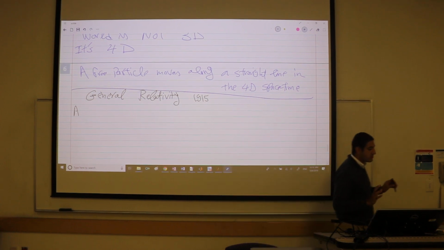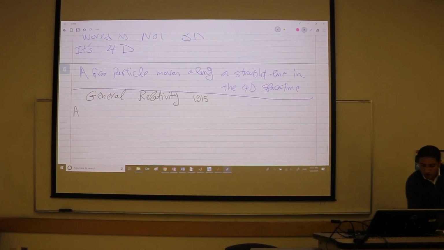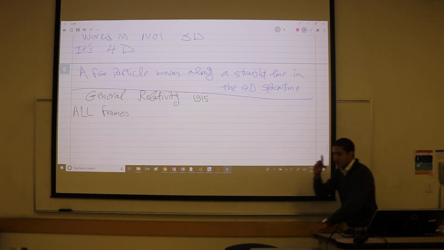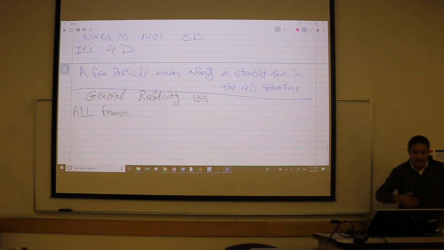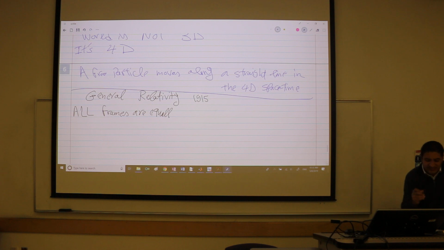Now he doesn't believe in this anymore. He's saying all frames, whether they are inertial, whether they transform by Lorentz transformation, Galilean or Lorentz, no, all frames are equally important. Any frame, if you give me spherical coordinates or whatever, doesn't matter, all frames are equally important. And he stressed this so much.